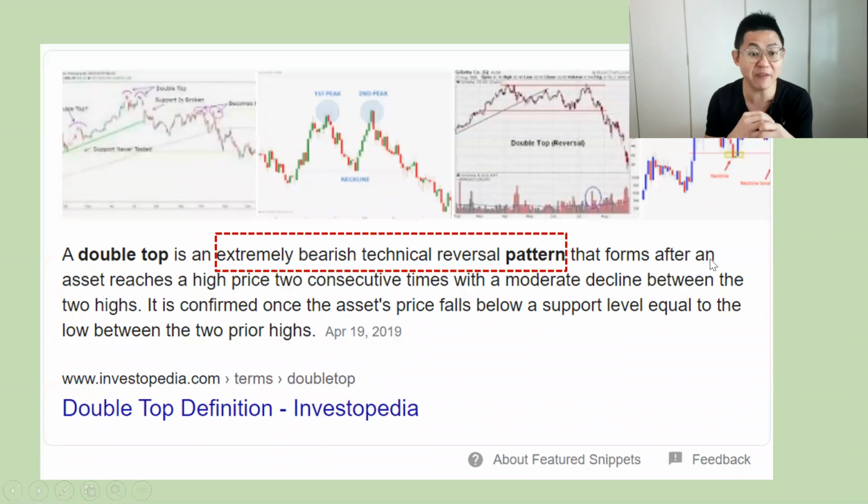Okay, according to Investopedia, a double top is an extremely bearish technical reversal pattern. So if you can see some of the pictures over here, whenever there's a double top, the market is going to come crashing down, right? Whoa! That means there's a possibility that we are in a bear trap, like double top formation, and so that's not a real bull, yeah.